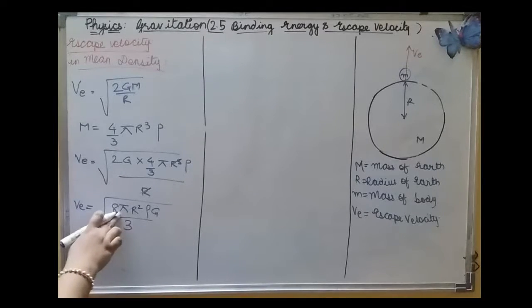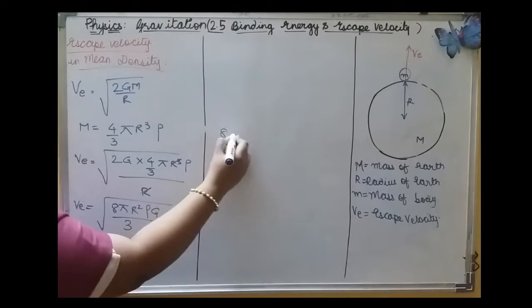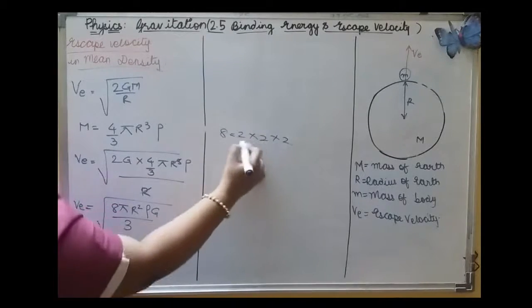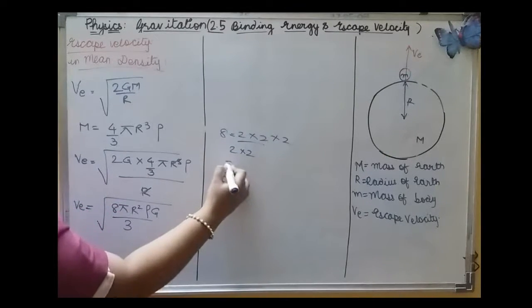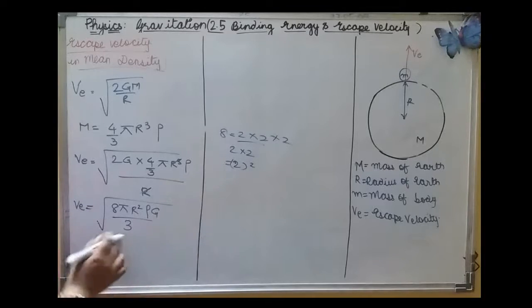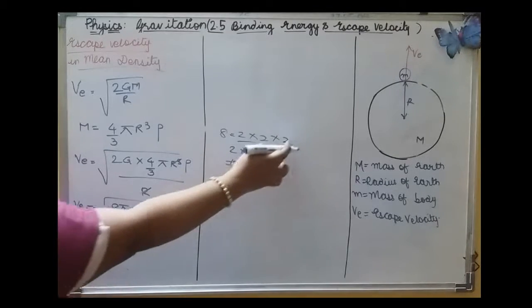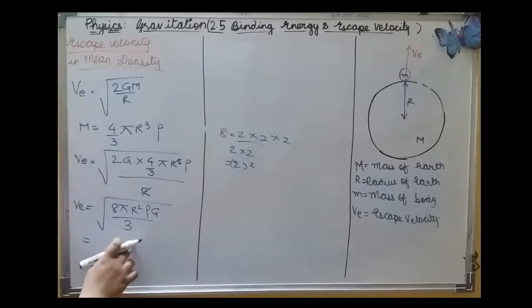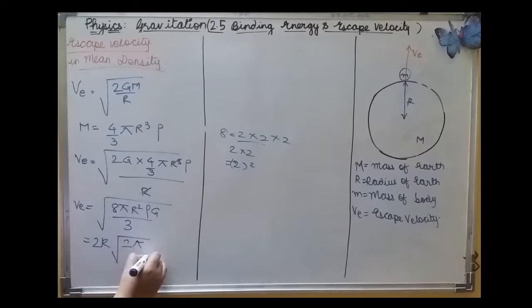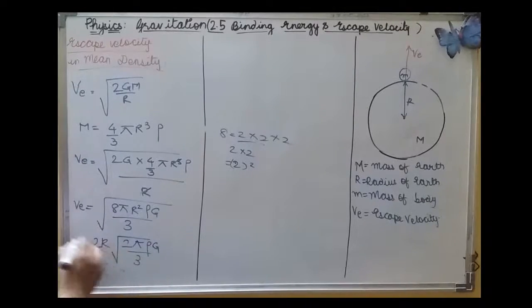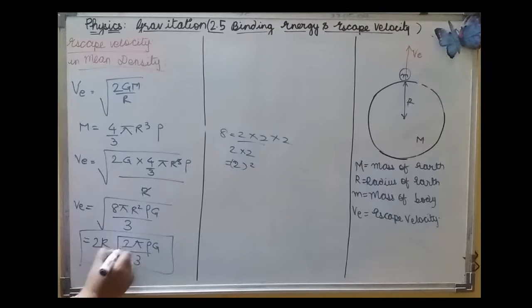What can we do here? We can split this 8 into 2 into 2 into 2. So this 2 into 2, which is nothing but 4, is a perfect square, so we can remove it from the square root. What would remain in the square root on the right hand side is 2. So 2R, since it is square, so 2R under root of 2 pi rho G upon 3. This is the expression for escape velocity in terms of mean density.